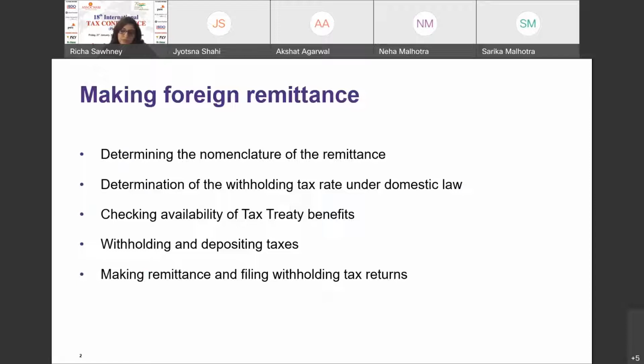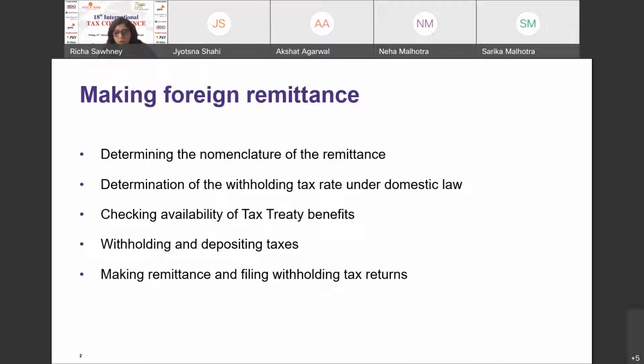After this characterization is done, that is once you've determined whether it's a case of royalty, FTS, interest, or business income, next comes the stage of scrolling through the Act to see if there is any special or general provision which needs to be applied to determine the correct withholding tax rate. Post this, one needs to see whether any treaty benefit is available. At this stage, it is relevant to examine the availability and the content of the tax residency certificate.